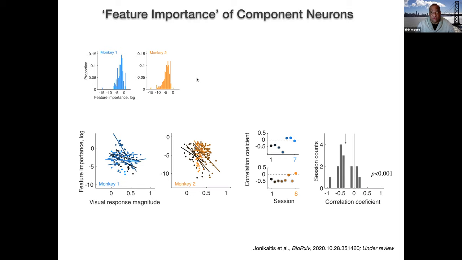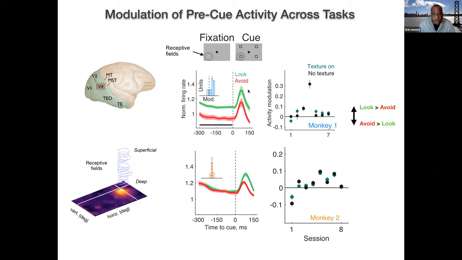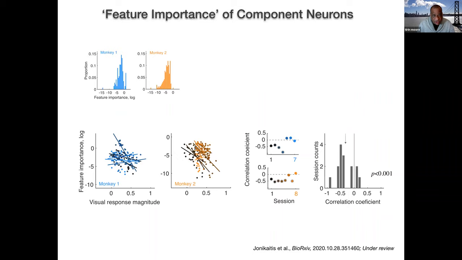And these visual responses, what we're talking about here, are responses to the appearance of the cue. So we're looking at visual activity here, and we're comparing it to how much information about the task there was. But to our surprise, we found that the opposite was true. What was true was opposite to our expectation. And that was clear in this session by session data in both animals. Task rule information, or feature importance, was negatively correlated with the magnitude of visual responses.